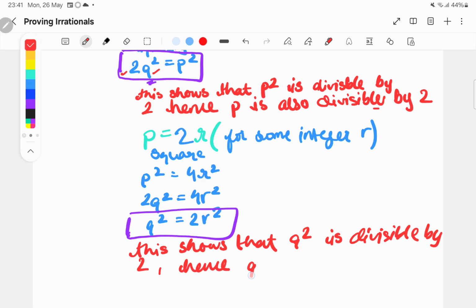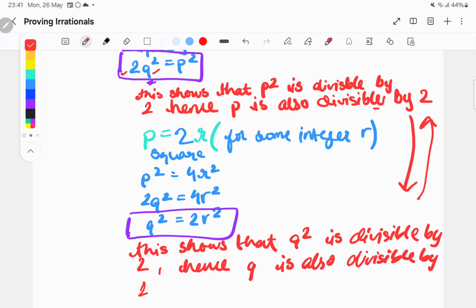Hence q is also divisible by 2. Simple. Same thing we have done here. Okay, no need to worry.